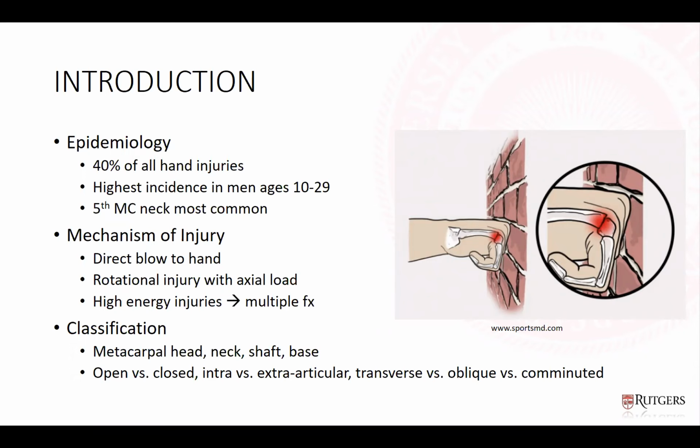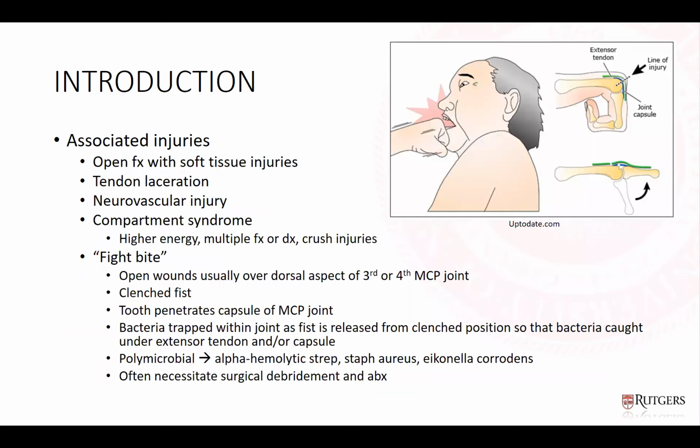Classification, like most fractures, is determined by the location and the type of fracture. You can have metacarpal head, neck, shaft, and base fractures. It can be open versus closed, intra versus extra articular, transverse, oblique, or comminuted. Metacarpal fractures can be associated with a number of other injuries. They can be open with or without significant soft tissue injuries. There can be tendon and nerve injuries. With higher energy mechanisms, you have to worry about compartment syndrome, although it's rare.